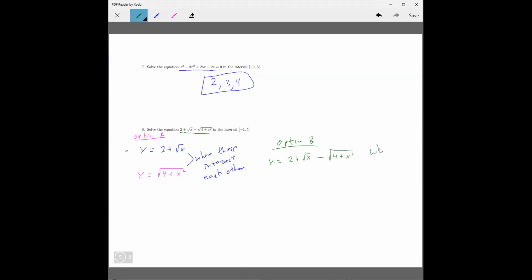Here it is where this function intersects the x-axis. Okay. So option B would be you just bring this to the left-hand side, and then it's where this function here intersects the x-axis. Okay, let's go with this option here.